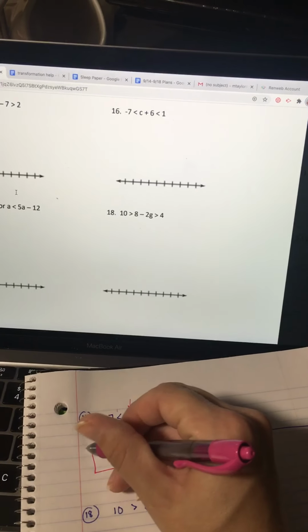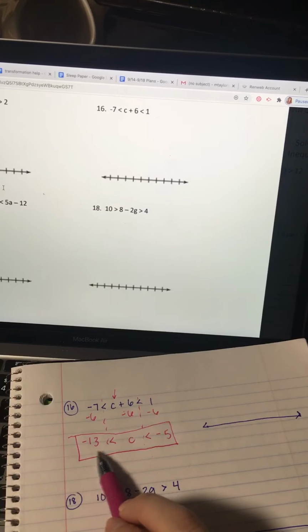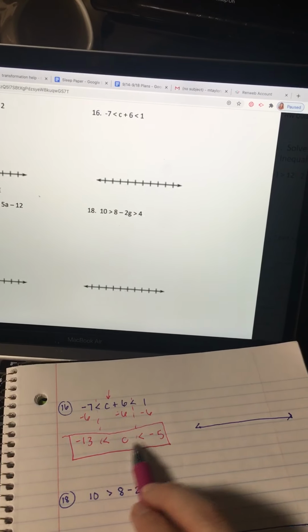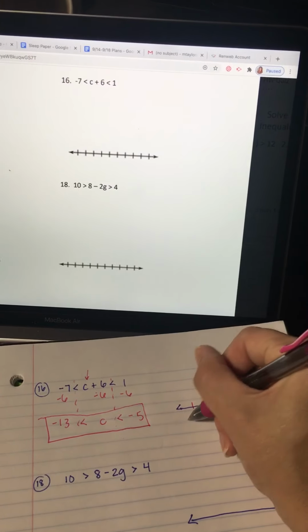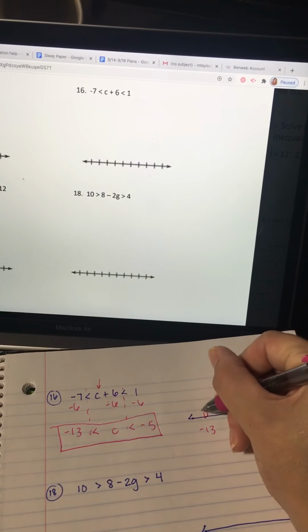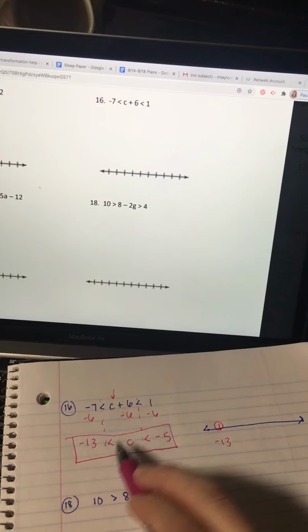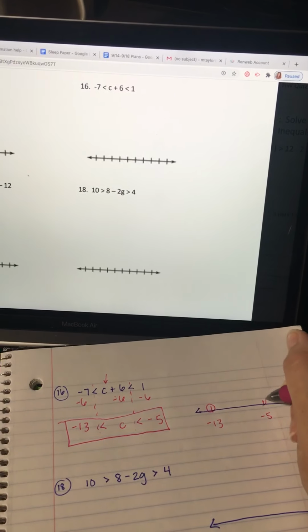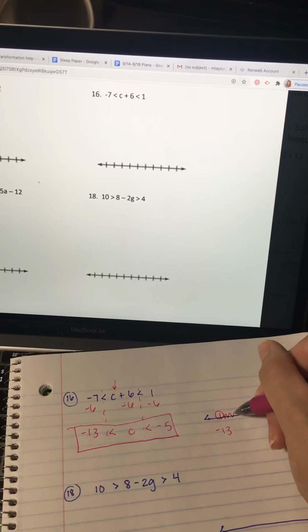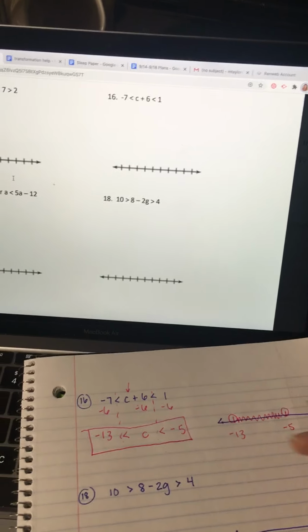So what this means is c is in between negative 13 and negative 5. So any number in between there. We know that it can't be negative 13, so we put an open circle there because there's no equal to sign. Same with negative 5. But we know c is some number in between, so then we shade in between.